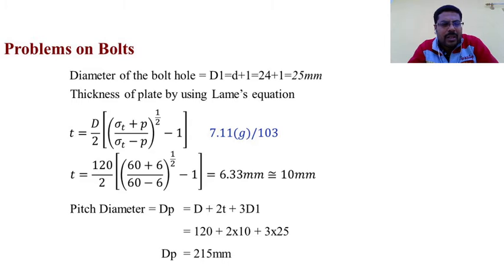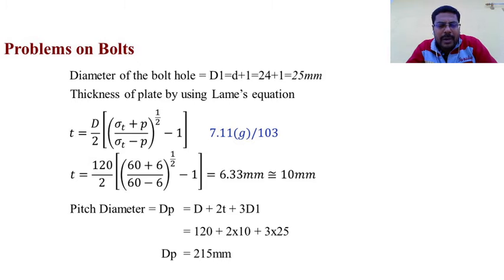Then D is equal to 120 divided by 2. Sigma T is equal to 60, pressure P is equal to 6, and t is equal to the square root of (60 plus P) divided by (60 minus P), minus 1. Therefore the thickness of the plate is equal to 6.3 mm. But the thickness of the plate is rounded off to a higher number. Therefore the standard thickness of the plate is 10 mm.